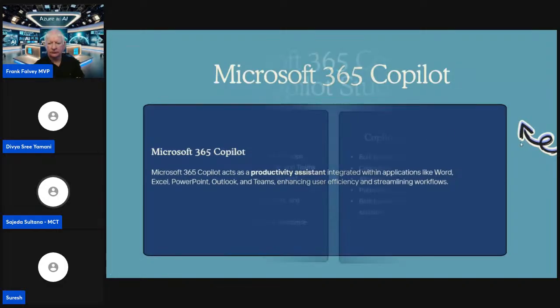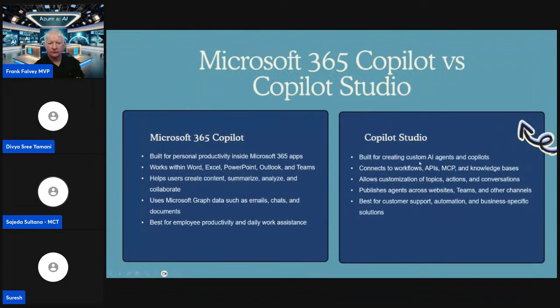So now let's try to understand how Copilot Studio is different from Microsoft 365 Copilot. Most people are often confused about these two products just because both products use AI and Copilot technology, but their purpose is totally different. So let's start with Microsoft 365 Copilot. It is mainly focused on personal productivity inside the Microsoft 365 apps.